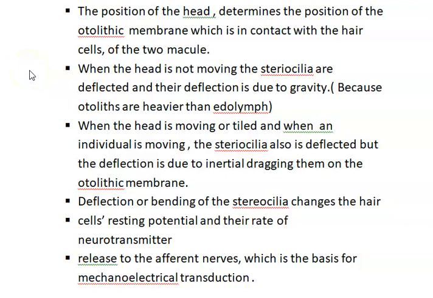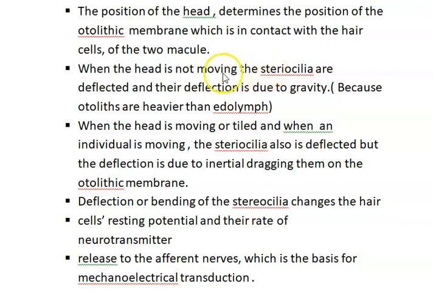We previously said that the position of the head is what will determine the position of the otolithic membranes, which are in contact with the hair cells of those two maculae, of those two sacs, which are the utricle and the saccule. Alright, so let's get a bit of understanding of this. What really happens is this: when the head is not moving, the stereocilia, remember the stereocilia that are on the apical surface? Good.